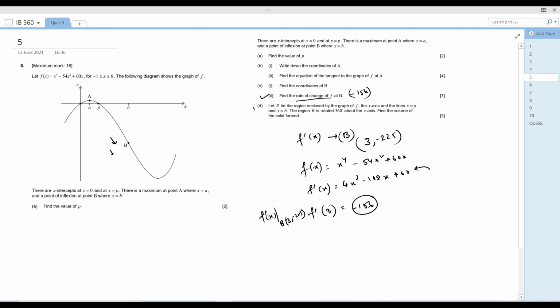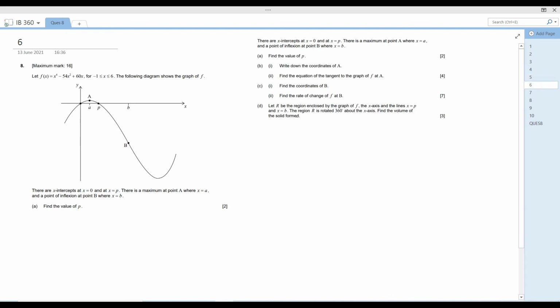Now the fourth problem and the last problem of this question: let R be the region enclosed by the graph of f, the x-axis and the lines x equals p, this point, and x equals b, this point. So the equation is y equals x to the power 4 minus 54 x square plus 60x, but now the range is from p less than or equal to x less than or equal to b. So in this range you have to do the calculation.